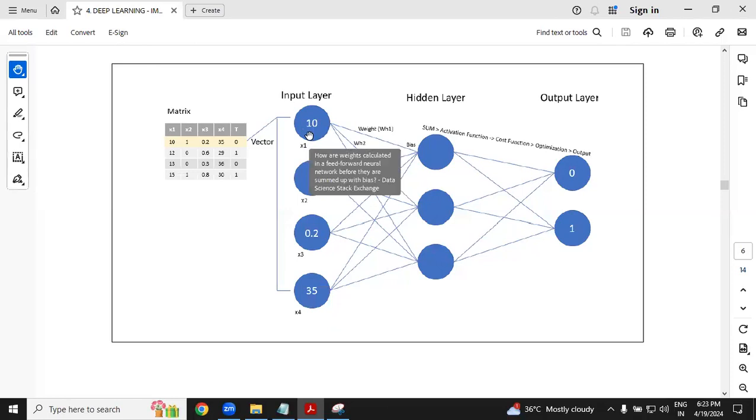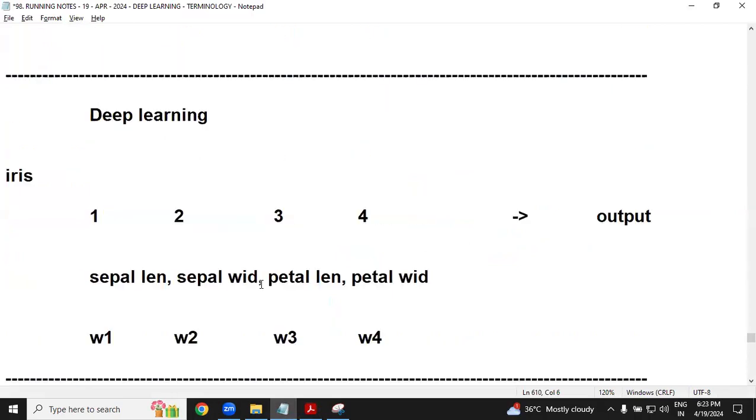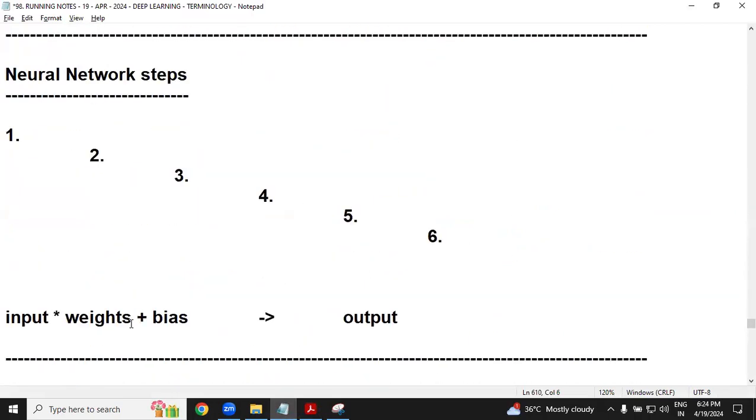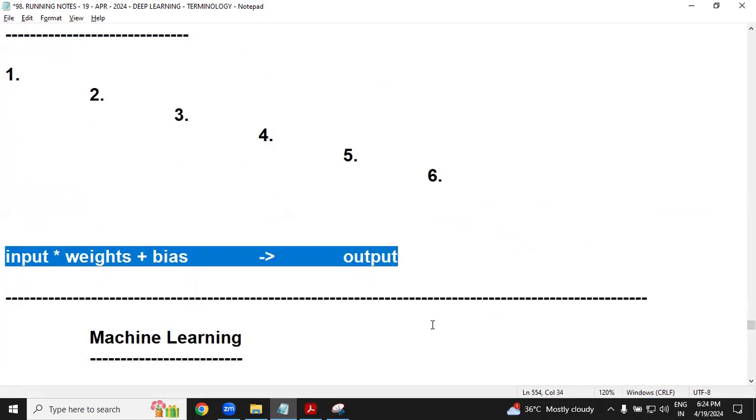Sir, please hold on. I remember something. Sorry for the inconvenience in between. Read this formula one more time. Input into weights plus bias equals output. One more time: input into weights plus bias equals output.